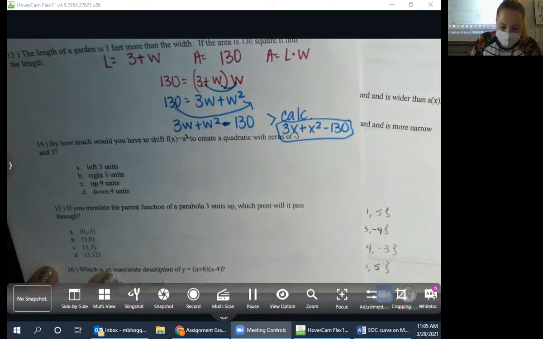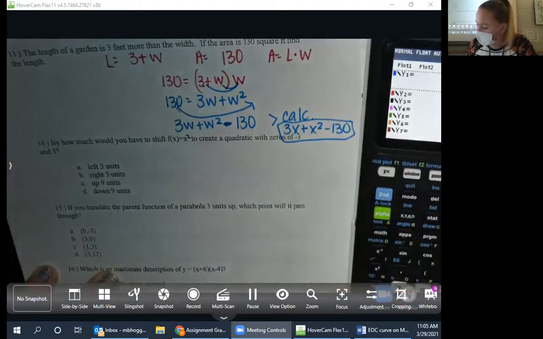So in the calculator, that's what I'm going to do. I'm going to just put that: 3x plus x squared minus 130.